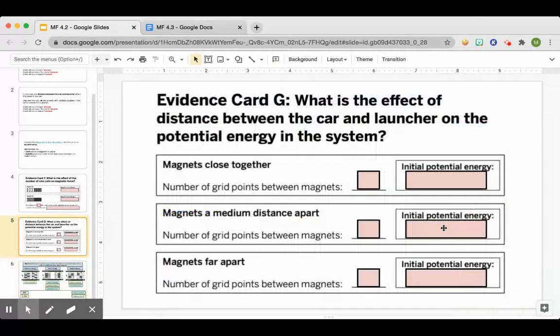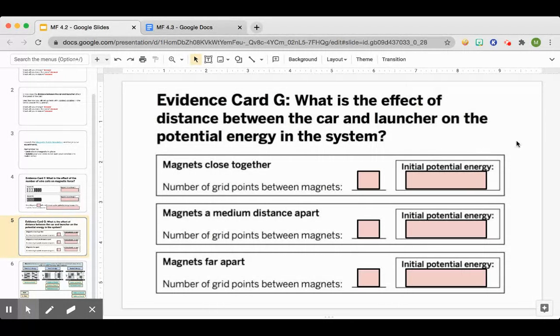And then card G, again, I won't give you the answers because everyone's answers will be different depending on the number they picked. For example, you could have picked 2 grid points apart, 4, 6, or maybe you did 1, 2, 3, or 4, 5, 6, whatever it is, as long as it was increasing and you had the initial potential energy correct for what it was supposed to be.